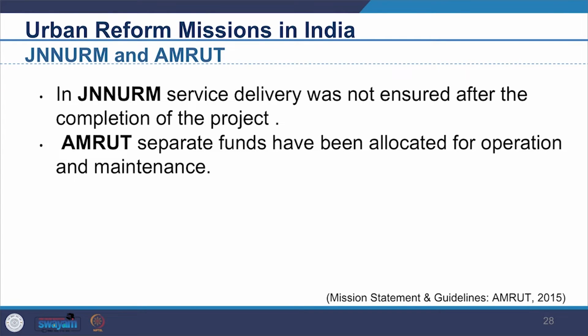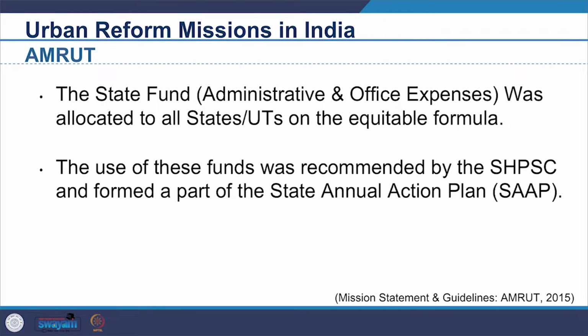The next thing we see is that in JNNRUM, service delivery was not ensured after the completion of the project, whereas in AMRUT, separate funds have been allocated for operation and maintenance. The state fund, administration and office expenses, was allocated to all states and union territories on the equitable formula. The use of these funds was recommended by the SHPSC and formed as part of the State Annual Action Plan, which is also called SAAP.